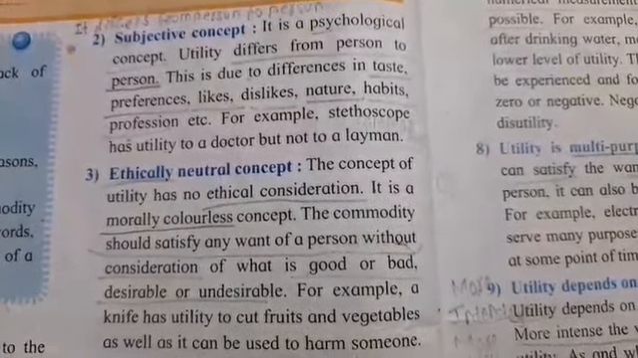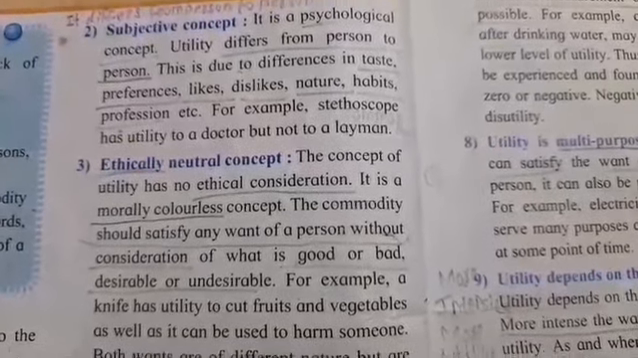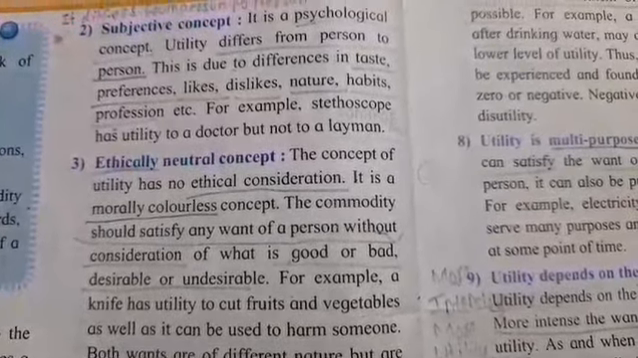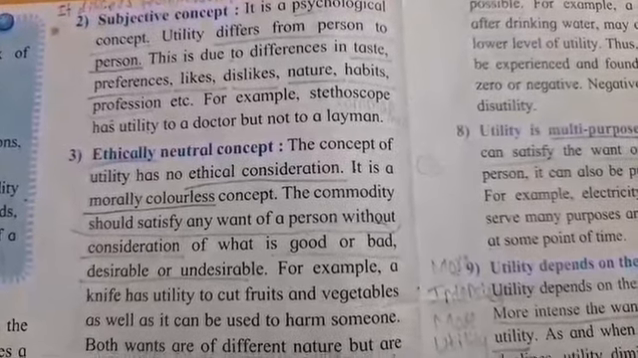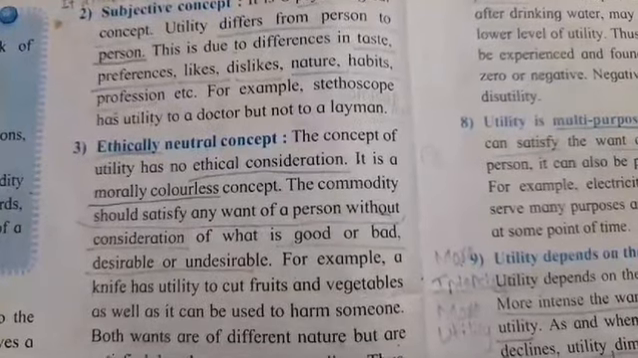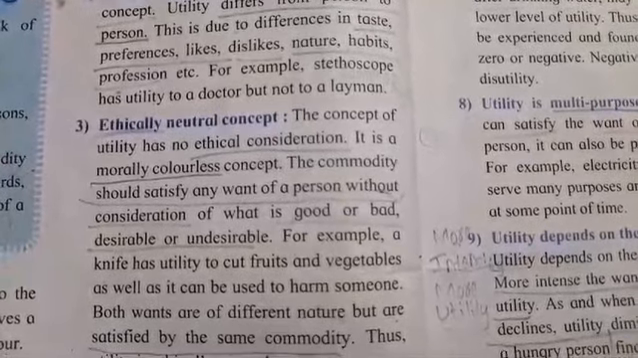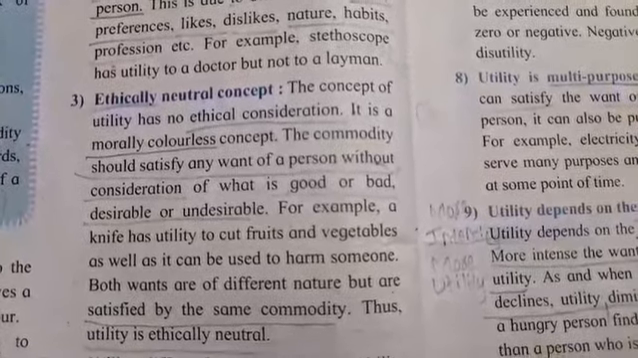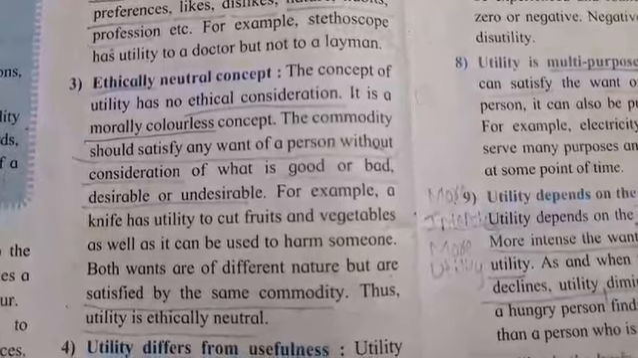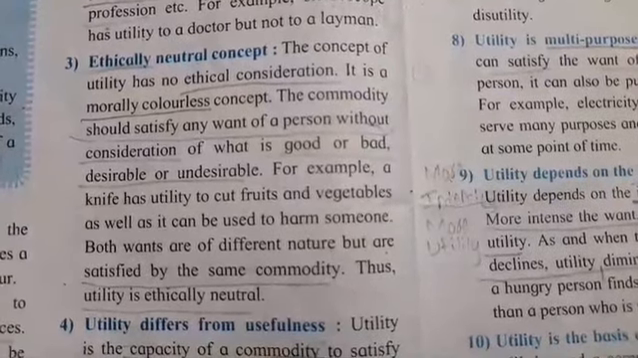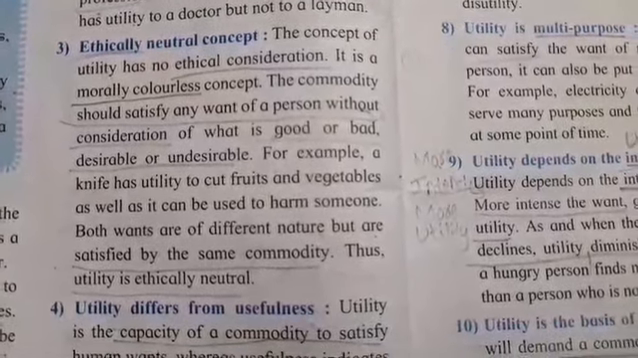Second, subjective concept. It is a psychological concept. Utility differs from person to person. This is due to differences in taste, preferences, likes, dislikes, nature, habits, profession, etc. For example, a stethoscope has utility to a doctor but not to a layman.